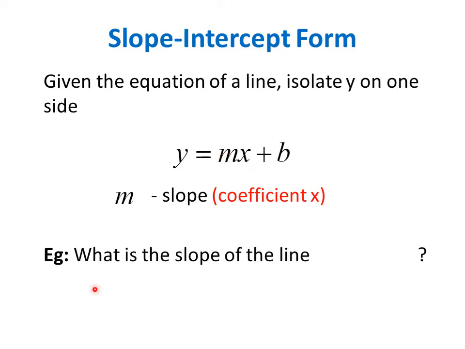For example, what is the slope of the line y is equal to negative 3x minus 8? We know that this equation of the line is already in the slope-intercept form because y is isolated on one side. And we know that in the slope-intercept form, the coefficient of x, or the number multiplied to x, is the slope. Therefore, the slope is negative 3.